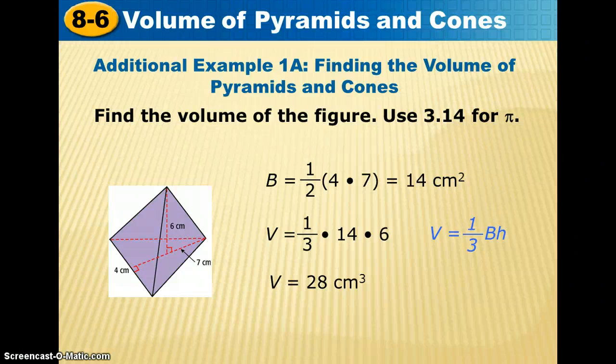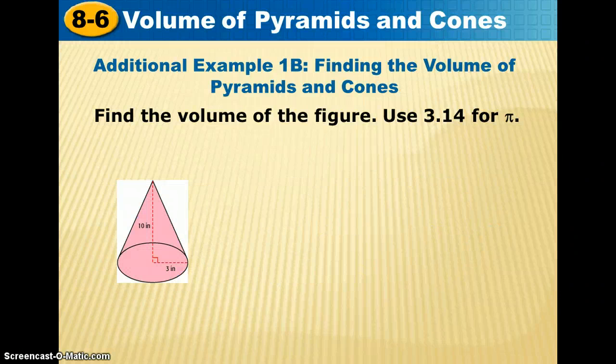So let's look at another example. A cone. What we know about a cone is it does have a circular base. So in this case, big B would be the area of a circle, which is pi r squared. So big B equals pi times my radius, which is 3 in this case, squared. And 3 squared, of course, is 9. And we have 9 times pi inches squared. So that would be your big B.